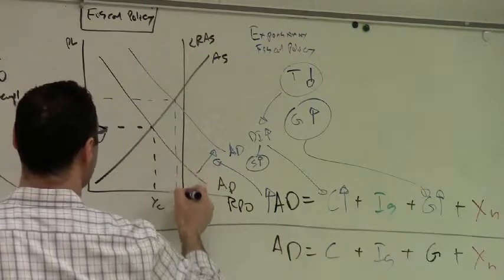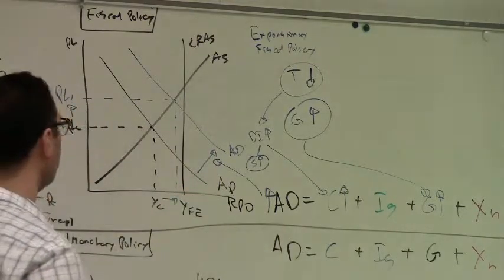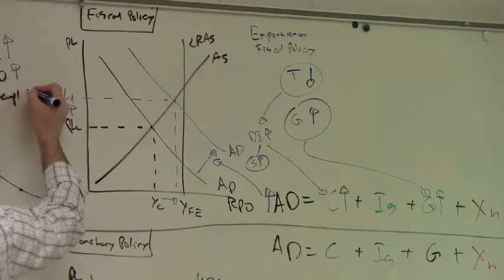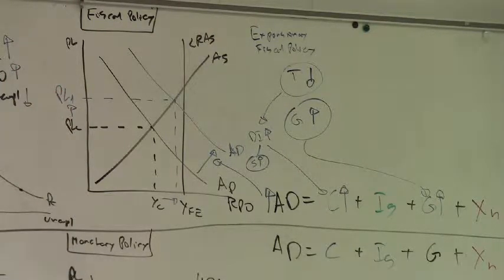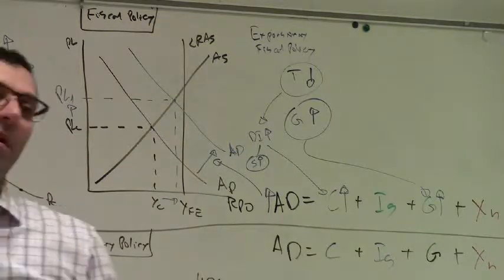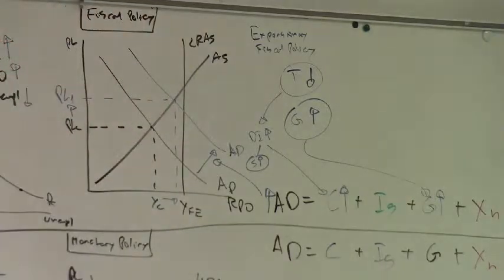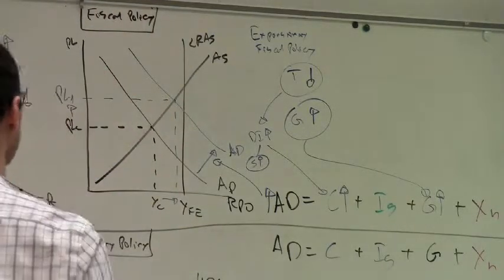And this causes output to increase. So we're going to come back around here and draw that. Price level increases, output increases, unemployment decreases as a result of that. Because if output increased, companies are going to be producing more goods and services, right? Therefore, they need to hire workers and then unemployment goes down.